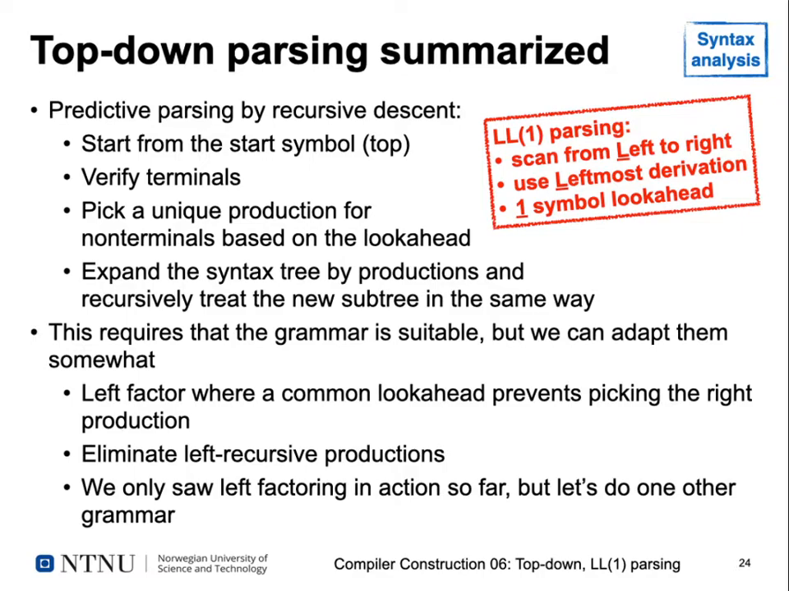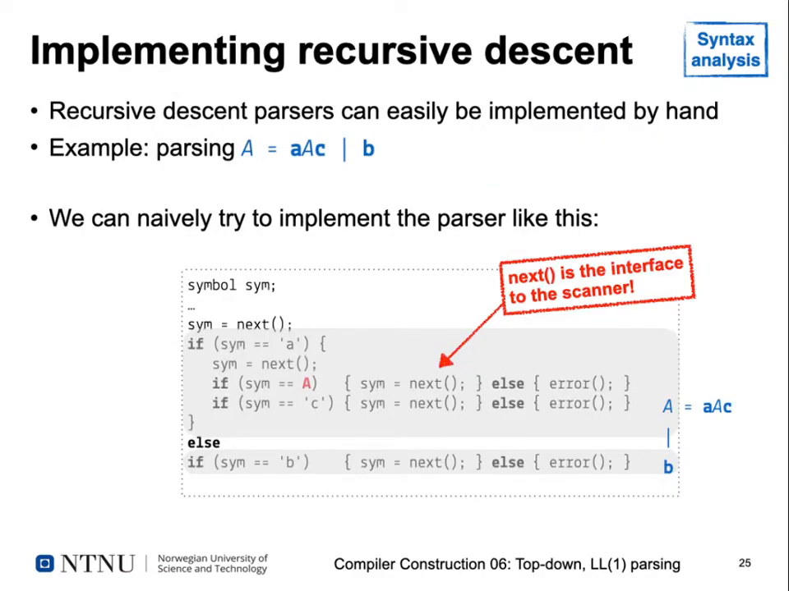Essentially, this is a form of LL(1) parsing already, because we scan from left to right and we use the leftmost derivation. The left-to-right scanning is the first L, the leftmost derivation is the second L, and then in brackets the parameter 1 means we only need one symbol of look-ahead. And that's, of course, a very simple way of parsing. So let's look at another grammar.